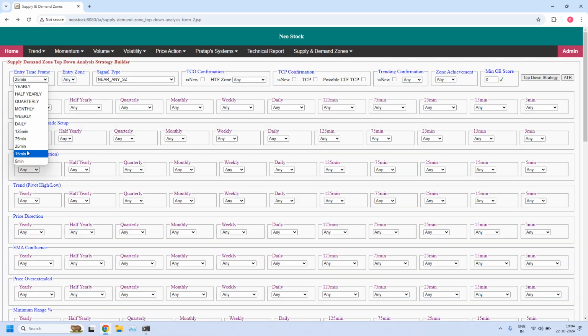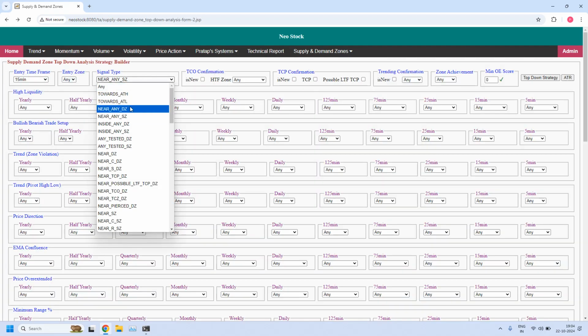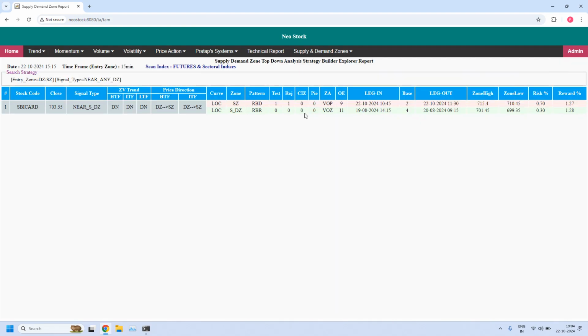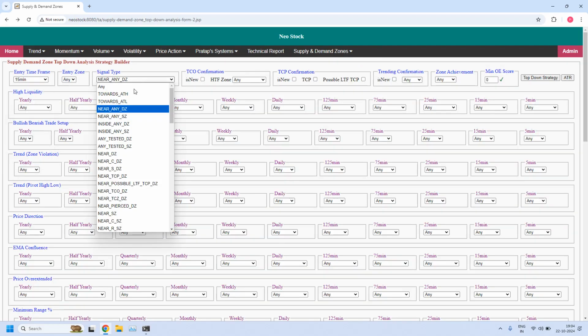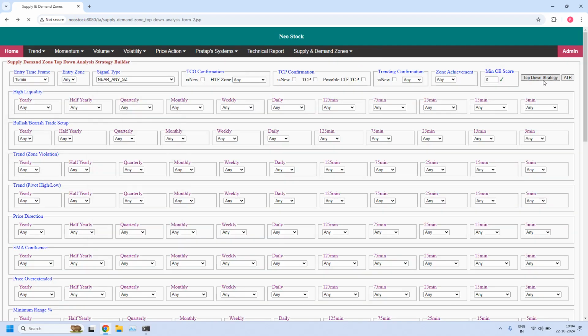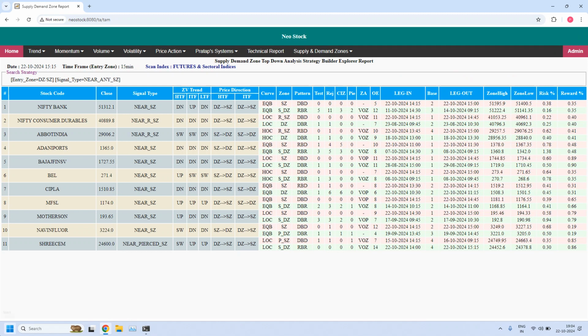Next, for 15 minutes time frame, let us find the stocks near 15 minutes demand zone. 1 stock is filtered. Next, for 15 minutes time frame, let us find the stocks near 15 minutes supply zone. 11 stocks are filtered.